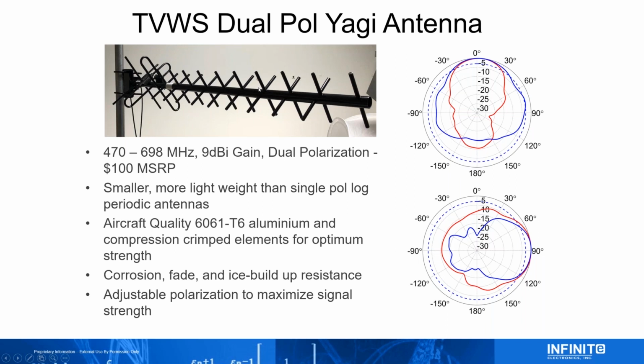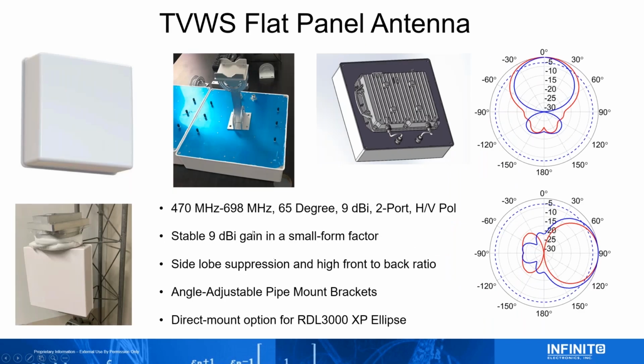Here's a TV white space flat panel that we just released. Very similar gain to the other one. You're going to get a little bit higher gain depending where you are in the band. But it's a nice small form factor. It's about 3 to 4 inches deep. I think it's 13 by 13 inches, and a very robust bracket. It also has mounting for the Redline radio, direct connect, so you don't have to use the brackets. You can just use this Redline radio.